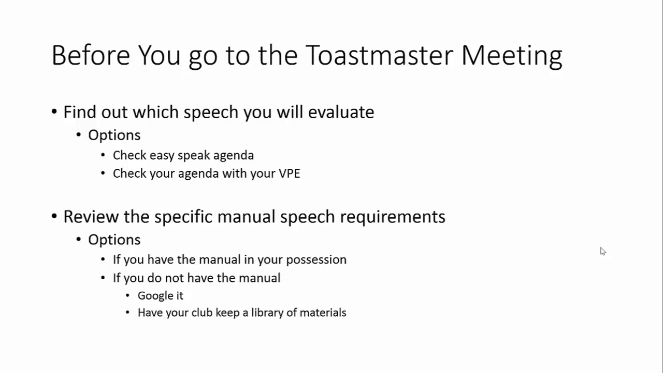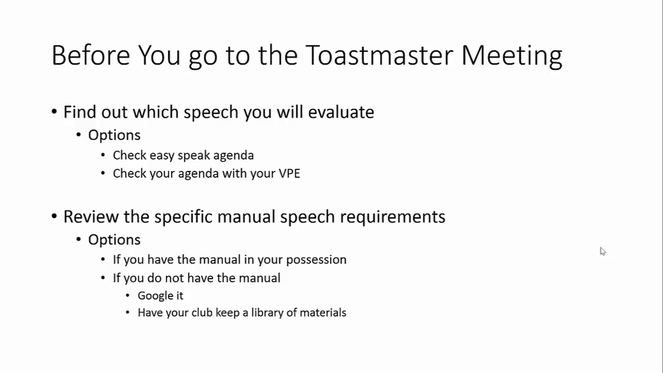Now what you want to do is go and review the requirements for that specific speech. And you have some options here as well, depending on how your Toastmasters club is set up. One, you may have that manual already in your possession. So let's say you're evaluating somebody doing a speech out of the Competent Communicator Manual. Everybody in the club has that manual, so you may have that one on hand. That would be an easy one. If it's an advanced manual, you may or may not have it in your possession. So how do you find it?